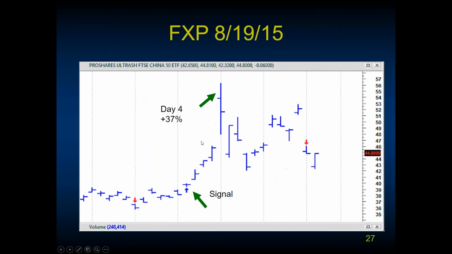Here's another one, FXP. This was a 3x leveraged inverse fund in China during the correction in August. This was a terrific trade, but again, not much of a trend going in. Certainly not too much of a trend after the few days. But the combination of RMO and Wilder after the signal tends to really be pretty accurate. We're getting well over 80% of a short-term move of 3, 4, 5 days that's worth trading.